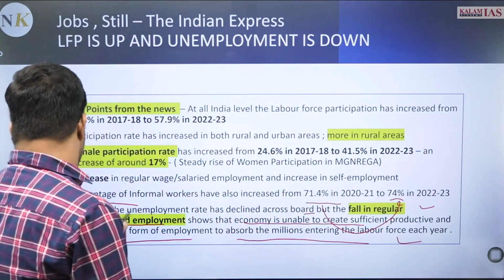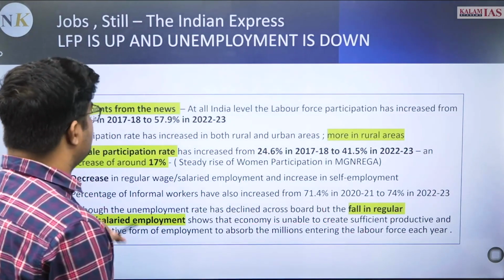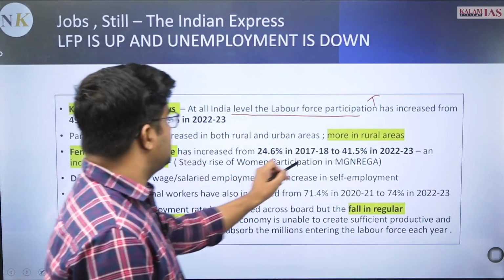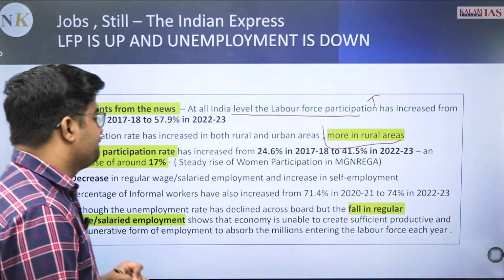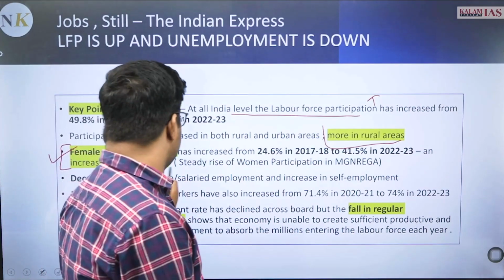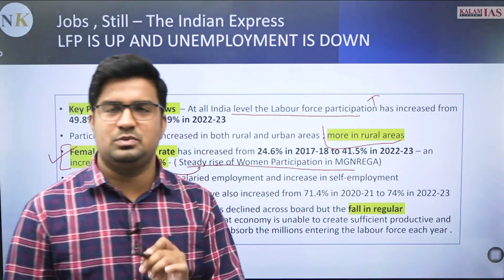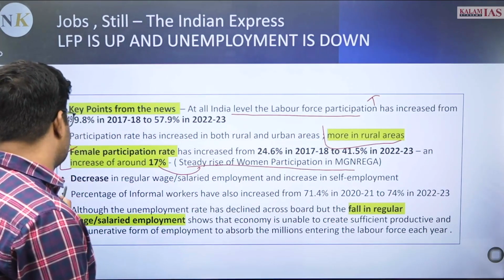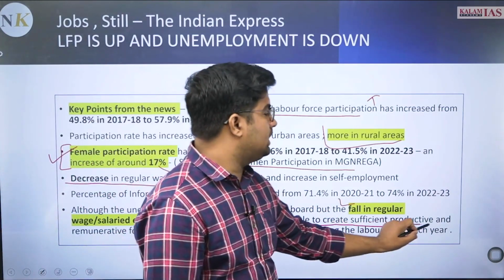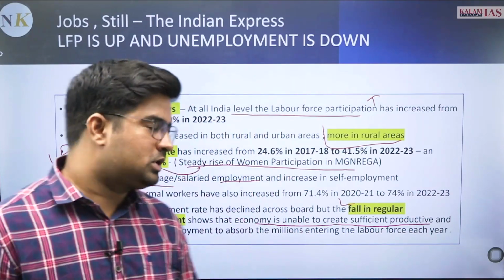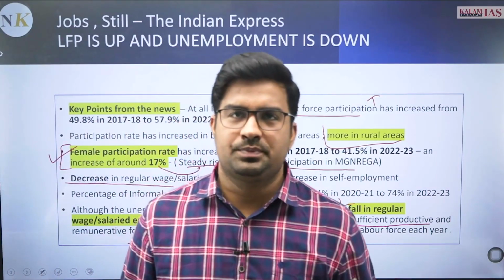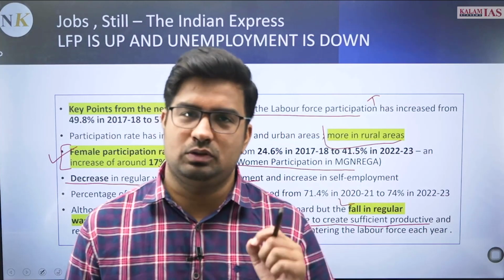So from this news, there are certain important key points that you need to understand. One, there is an increase in labor force participation. Also, the increase is more in the rural areas, which is important for you. Furthermore, the female participation has significantly increased, and the reason is largely the steady rise in women's participation in MGNREGA. Along with it, there is a decrease in regular wage and salaried employment, which shows the economy is unable to create sufficient productive and remunerative work to absorb the millions of labor force entrants. Clear? From this news, certain key important points you need to note down for yourself.